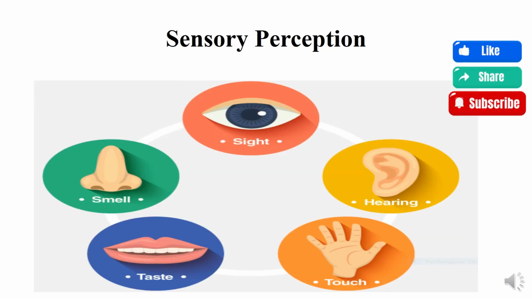Perception, so we have smell, sight, hearing, as well as touch and taste. Everyone has their own. We can say it is subjective. Sensory perception also differs. It varies from person to person.